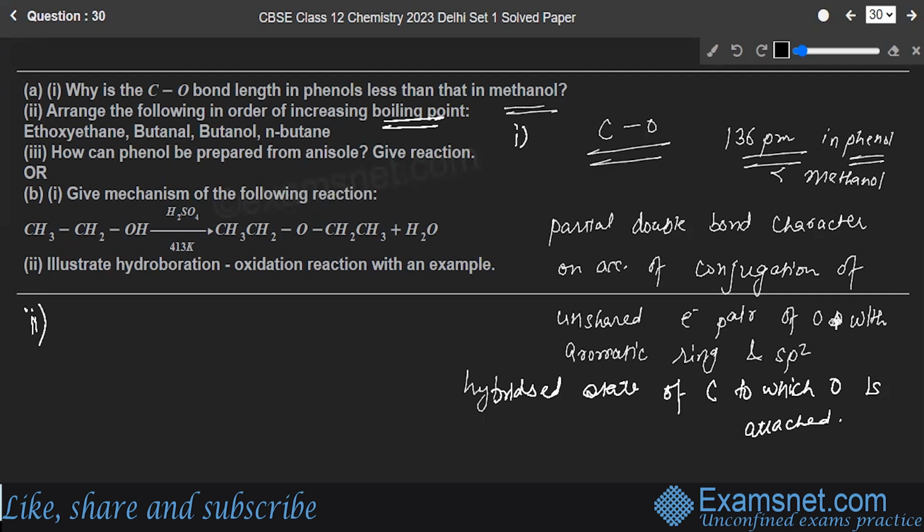So the answer for the second part is: butane has the least boiling point, and then ethoxyethane, and then butanol. So this is the right order of increasing boiling point.